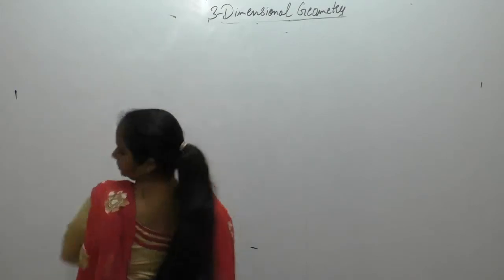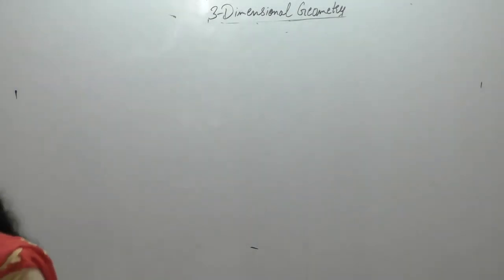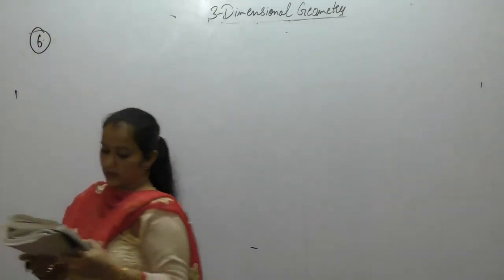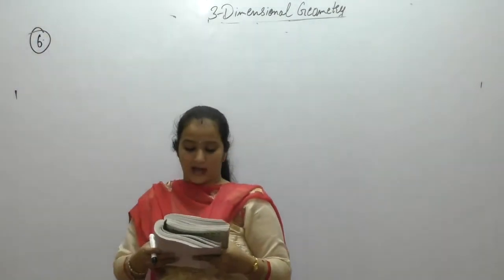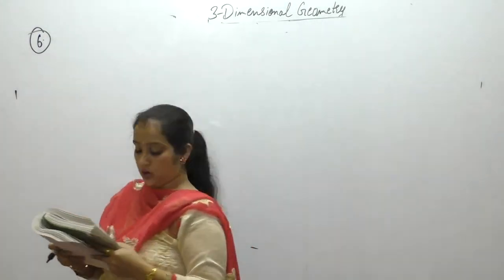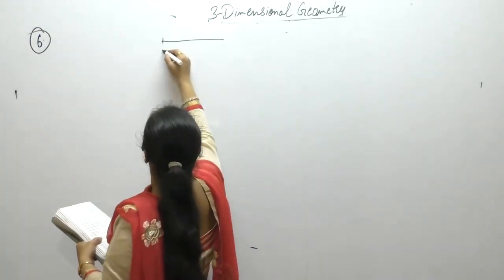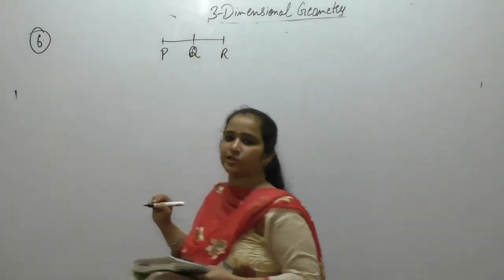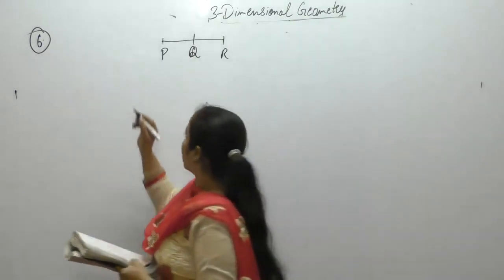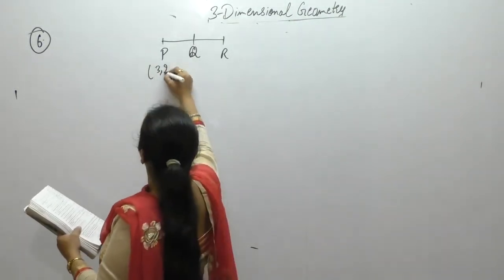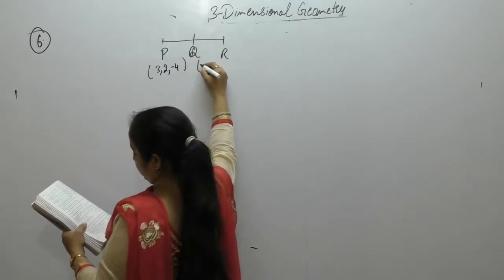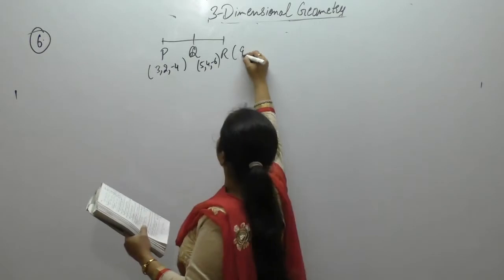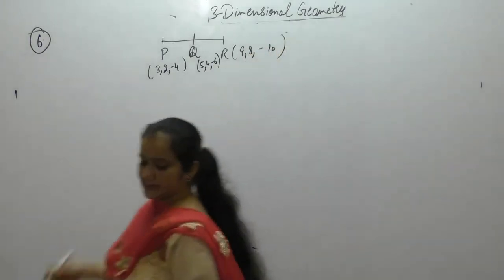Now the next question. Given that P, Q, R are collinear, find the ratio in which Q divides PR. P, Q, R are collinear, we have to find the ratio in which Q is dividing PR. Coordinates of P are 3, 2, minus 4. Q is 5, 4, minus 6. Coordinates of R is 9, 8 and minus 10.